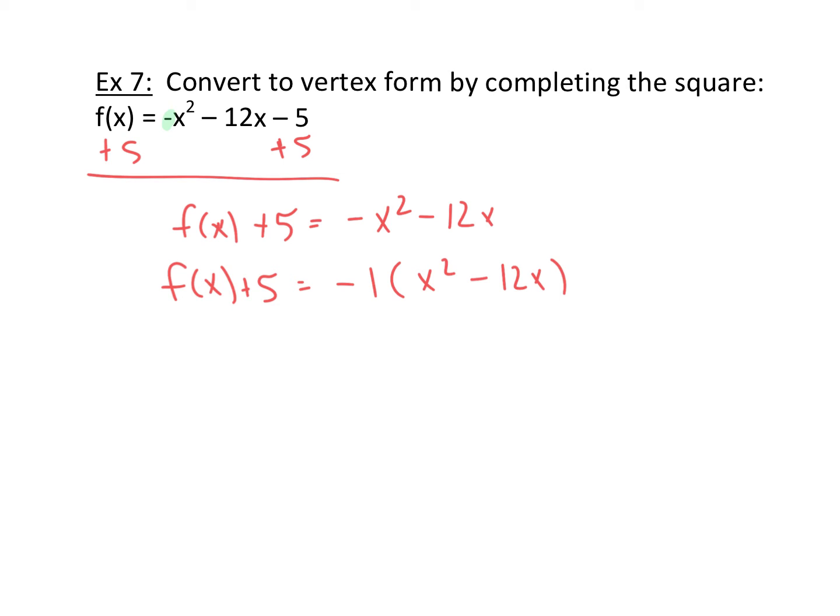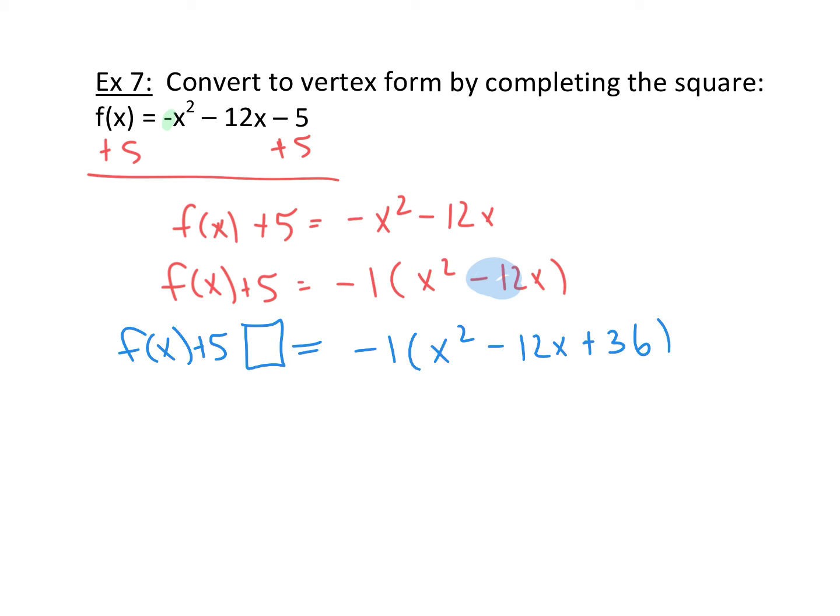So I'm going to go to the B value, which is -12, take half of it, which is -6, squared is 36. I'm adding that 36 into the parentheses. So I have -1 times x squared minus 12x plus 36. But on the left side, I'm going to put the box again.